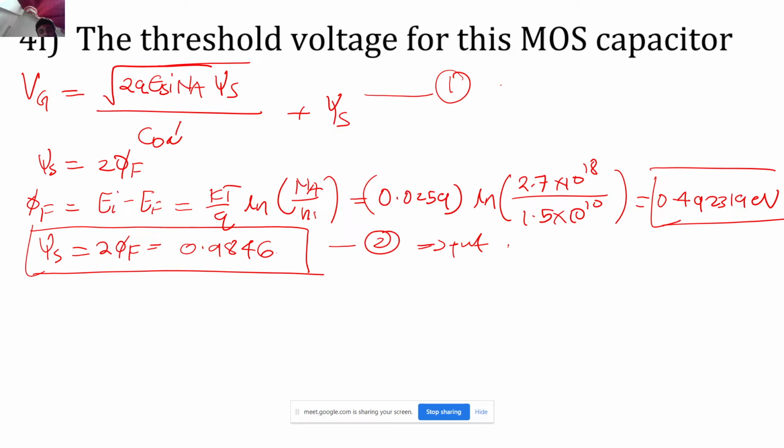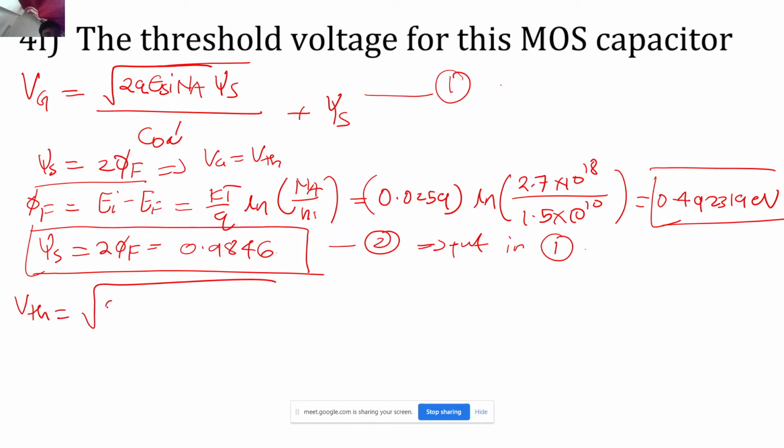So when psi s is 2 phi f, Vg becomes equal to Vth. Correct, because this is the definition of the threshold voltage, right? Near the surface your material should first invert and its concentration should be equal to the majority carriers that are present in the bulk, right? So now Vth will be equal to what?